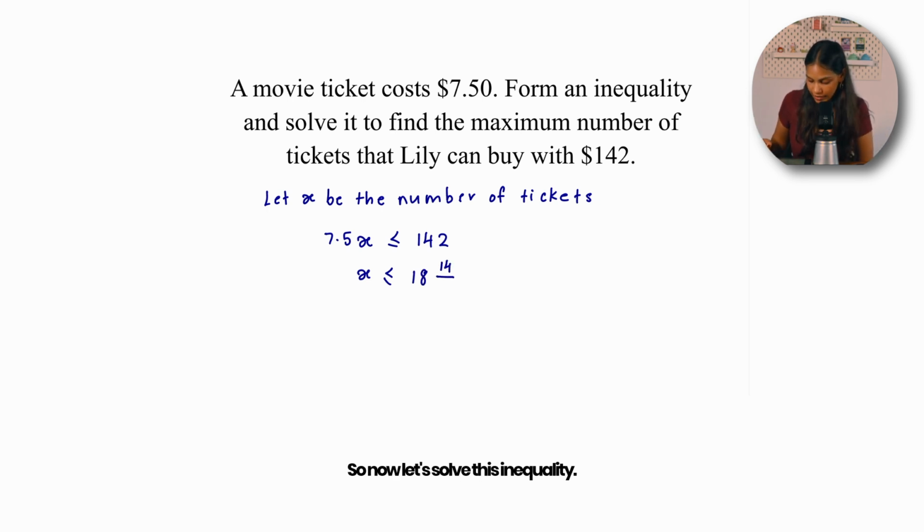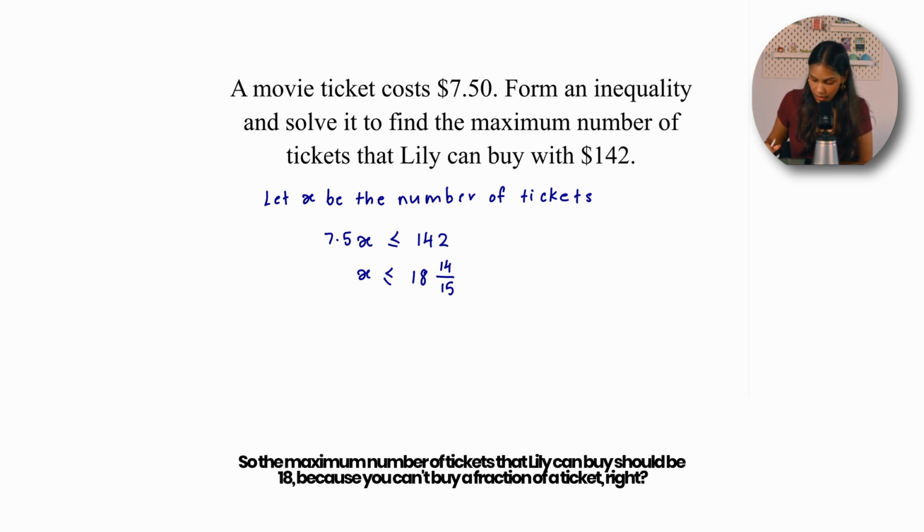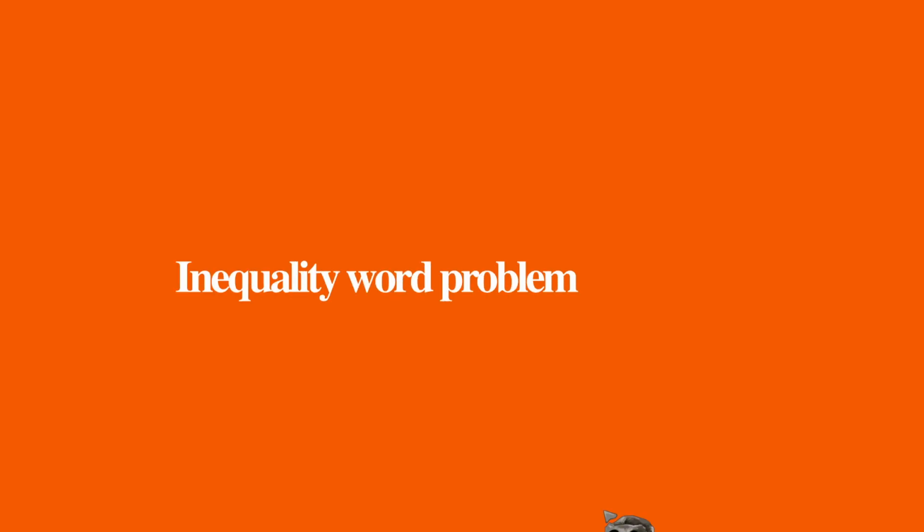So now let's solve this inequality. So 142 divided by 7.5 gives us 18, 14 over 15. So the maximum number of tickets that Lily can buy should be 18, because you can't buy a fraction of a ticket, right? Let's look at one more word problem.